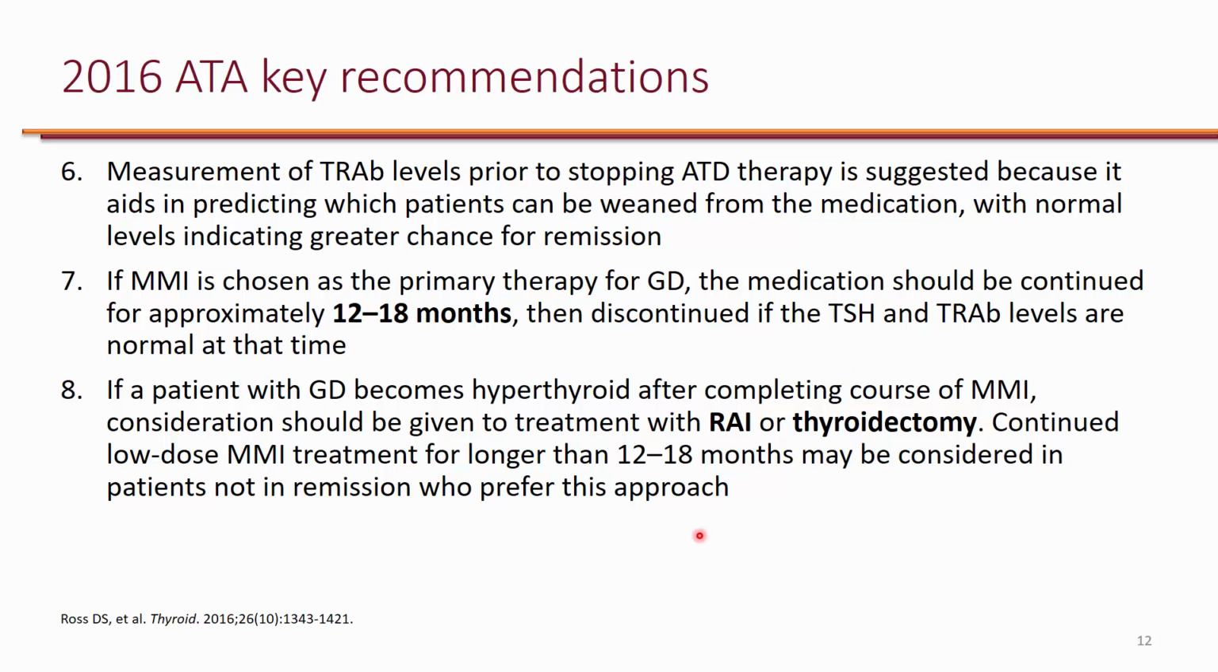Also, once 12 to 18 months is complete and the patient still has hyperthyroidism, that's obviously the anti-thyroid drug hasn't been working, so then they recommend using the other two treatment modalities. So either radioactive iodine or thyroidectomy.